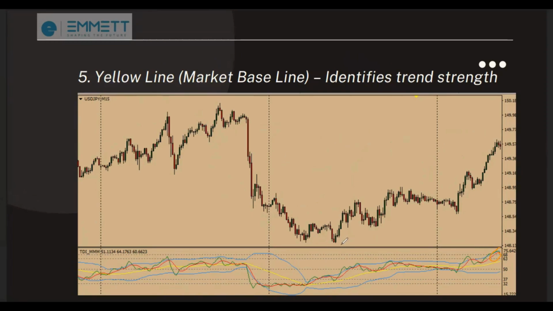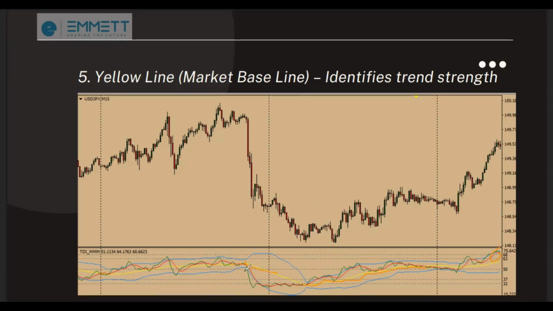It tells you what is generally happening in the market. So when the green line and the red line are trading above the yellow EMA, we say the market is bullish. And when the yellow line is pointing up, we say the market is bullish. So from here, we can say the market is bullish. And when it's pointing down, we say the market is bearish.